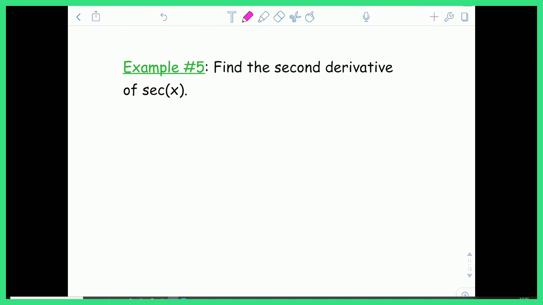Let's take a look at a second derivative of a basic trig function, secant x. So I know the first derivative of secant x is equal to secant x tan x, right? In order to find the second derivative, I need to now use the product rule, where I'm multiplying a secant x and a tan x. So the product rule says to take the first function, secant x, and multiply it by the derivative of your second function. So the derivative of tan x is secant squared x.